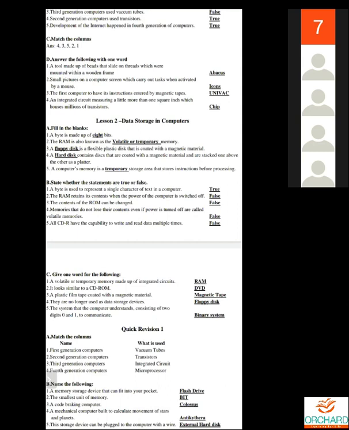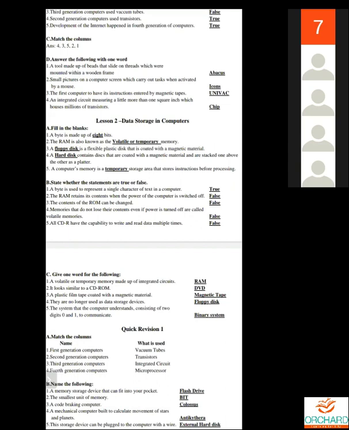Temporary. So I am repeating it once again for you children. A byte is made up of 8 bits. The RAM, random access memory, is also known as the volatile or temporary memory. Volatile or temporary memory. Third one, a floppy disk is a flexible plastic disk that is coated with a magnetic material.